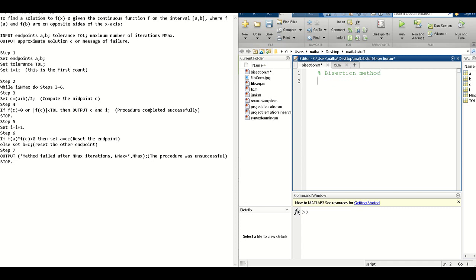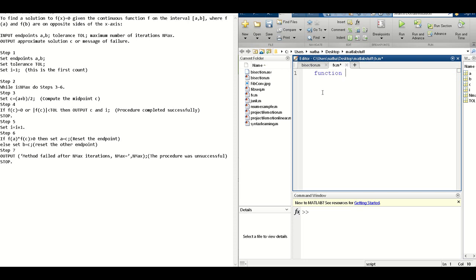So this is just a comment, right? And this will find a solution to f of x equal to 0. The idea is we've got something that we don't know how to solve, and we're going to go ahead and solve it. So what we're going to put for inputs is our left input. First, we're going to make a function to work with.